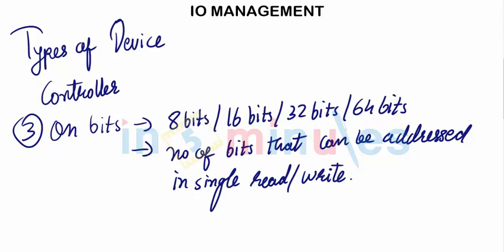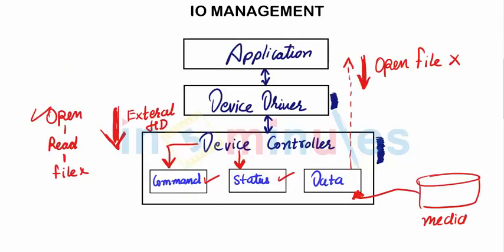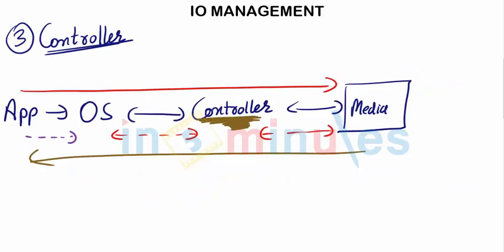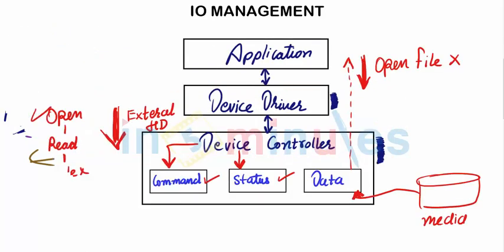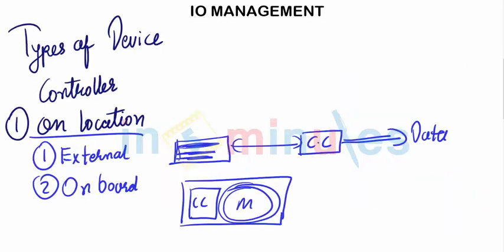So basically, if we go through the entire thing very quickly, we are talking about the controller which acts as a bridge between the application OS and the media in which data is stored or data is to be stored. It has a structure in which application would communicate with the device driver and device driver would communicate with the device controller. Device controller can be categorized in different ways.